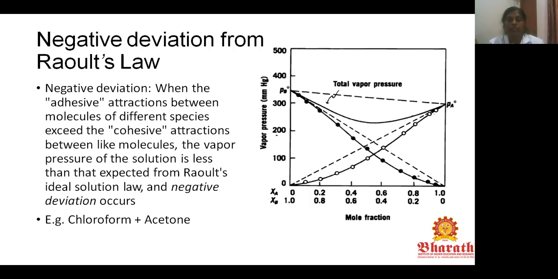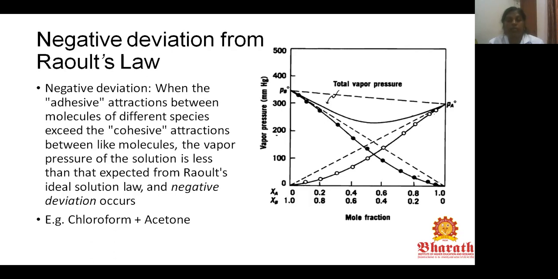Negative deviation occurs when the adhesive attractions between molecules of the different species exceed the cohesive attractions between like molecules. The vapor pressure of the solution is then less than that expected from Raoult's ideal solution law, and this is called a negative deviation.